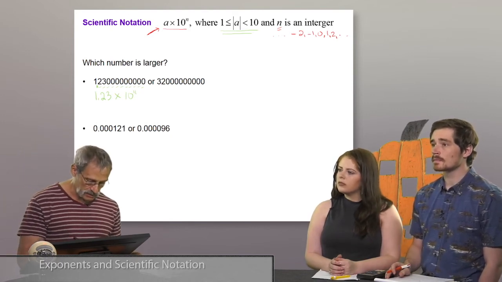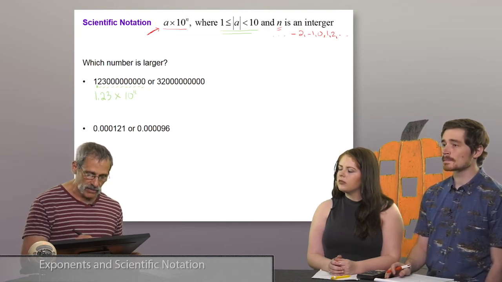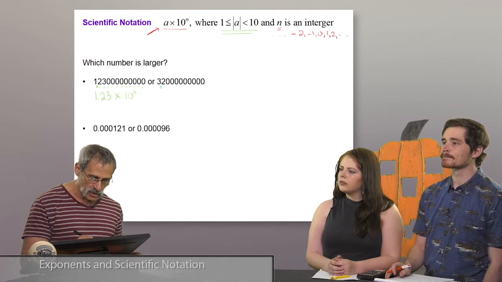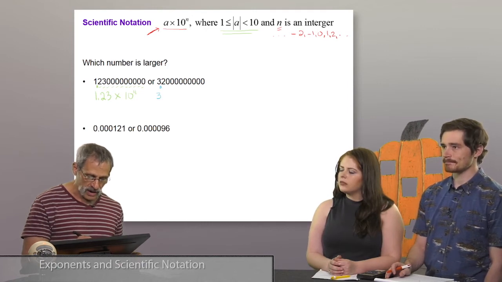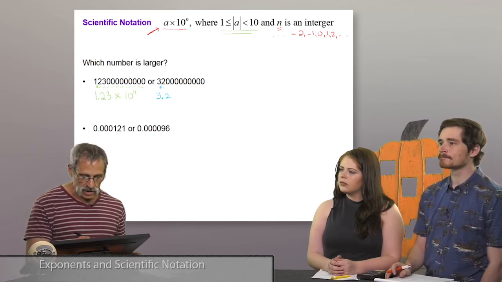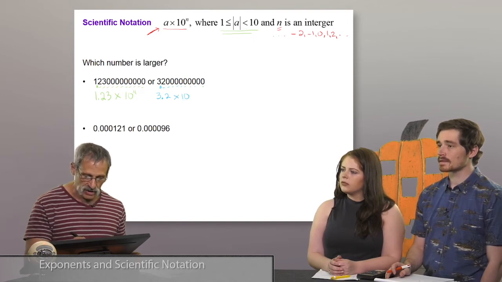Second number that I see. For the second number, I'm going to do the same thing. I'm going to place the decimal point right after the first non-zero digit. That'd be right here, wouldn't it? Yes. So I would write 3.2, and then you're going to have to count with me. I got 1, 2, 3, 4, 5, 6, 7, 8, 9, 10. Times 10 to the what? To the 10th.